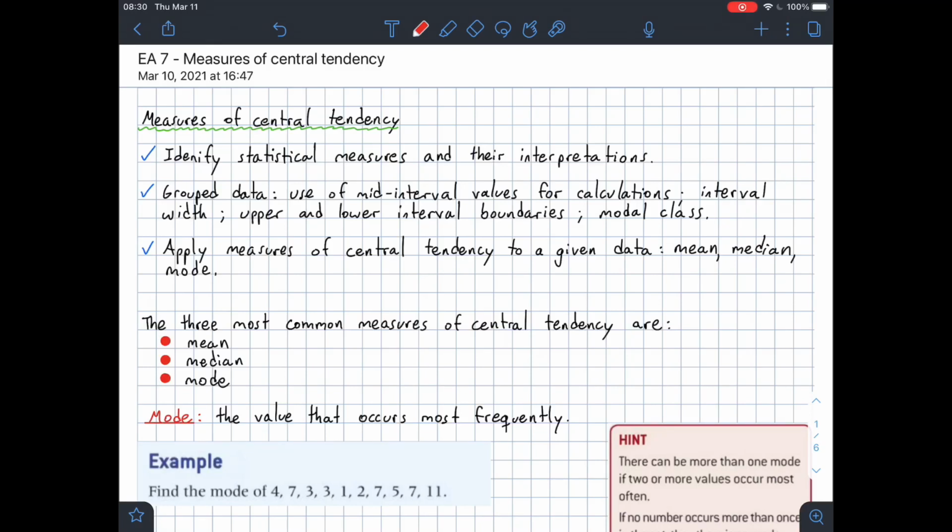Hello juniors, today we're going to see electronic assignment number 7, which is about measures of central tendency.